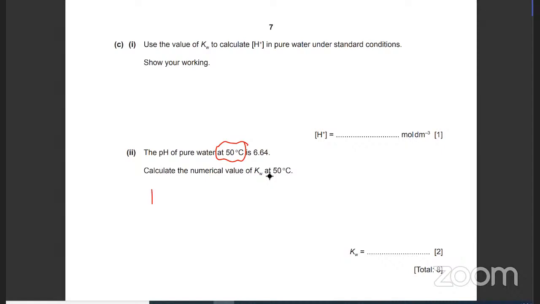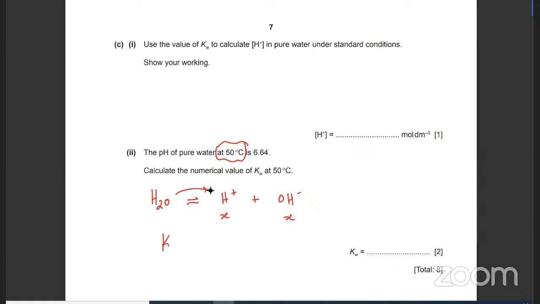What was Kw? You have water, and water ionizes very, very little. It produces two ions. One is H+, the other one is OH ions. Now at room temperature, standard conditions, you have 1 into 10 to minus 7 mole per dm³ of H+ and 1 into 10 to minus 7 mole per dm³ of OH ions. But remember, all equilibrium constants, their value changes with temperature. At higher temperature, more water molecules are going to ionize. So the concentration of H+ would be taken as X, and the concentration of OH ions would also be taken as X, because both would be produced in equal quantity.